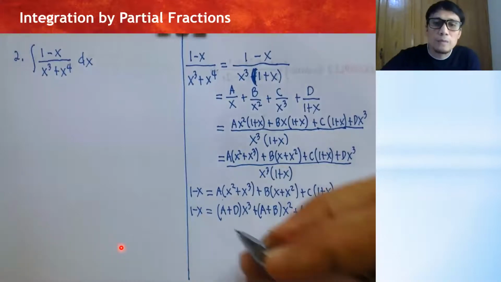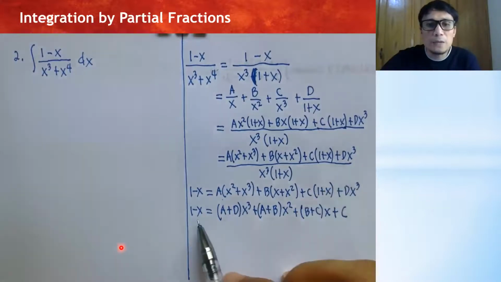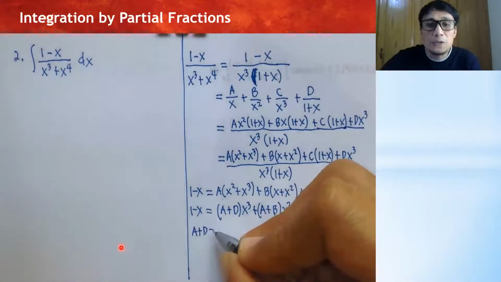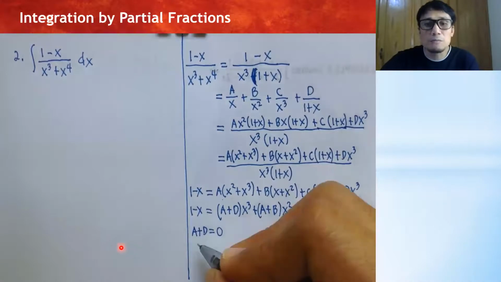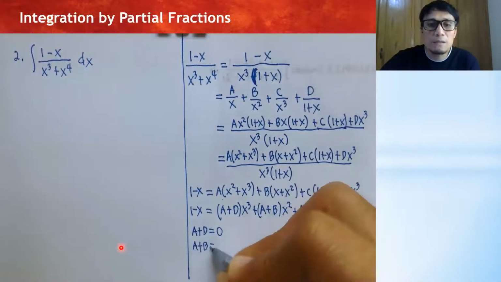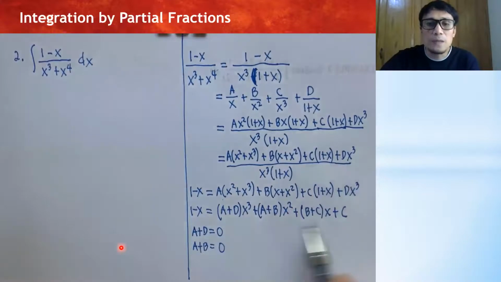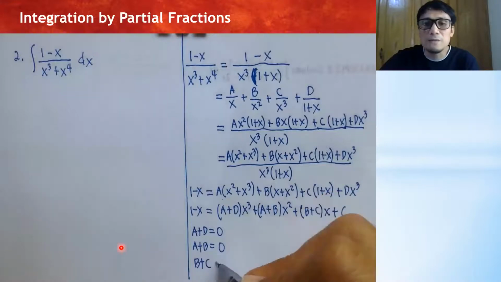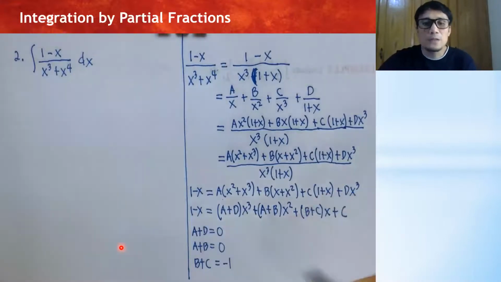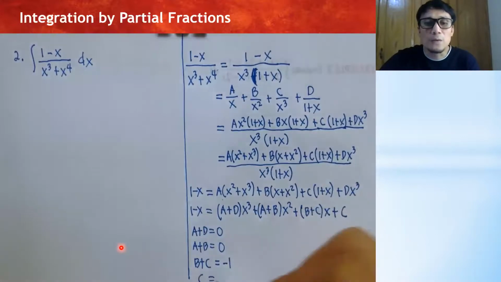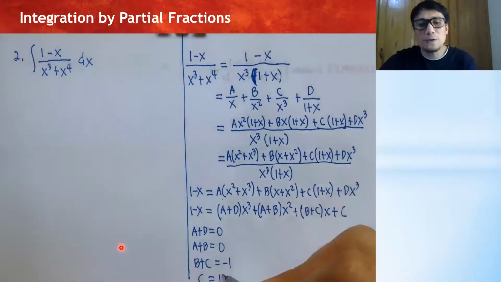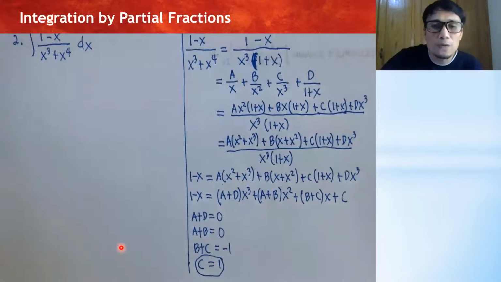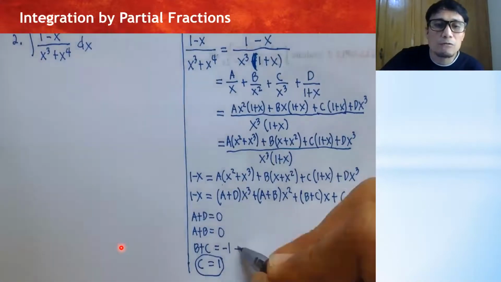And when polynomials are equal, the corresponding coefficients are equal. So we have a plus d equals 0 because there is no term there with x cubed. This time we have the term with x squared, that's also 0. And then b plus c corresponds to negative x, so b plus c equals negative 1. And then the constant term, c equals 1. Oh, we have the value for c, right? We now solve for b. We substitute that to the equation.